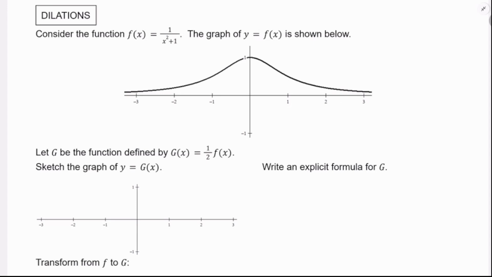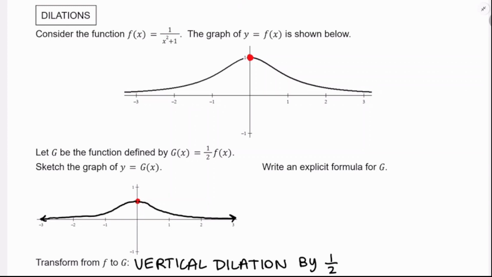So, in the case of g of x equals 1 half f of x, we know that's going to be multiplication on the outside, a vertical dilation by a factor of 1 half. Okay, so we're going to think about that maximum, and instead of being at 0, 1, it's going to be 0, 1 half, because everything's half as high as it used to be. And then the graph otherwise will be squashed vertically, dilated by a factor of 1 half, and so we get that.